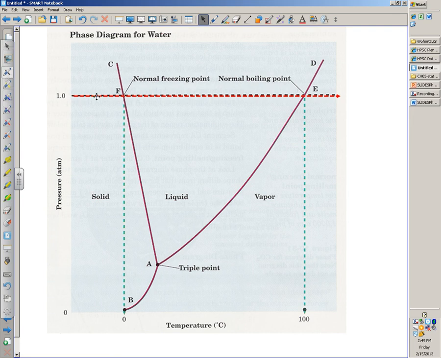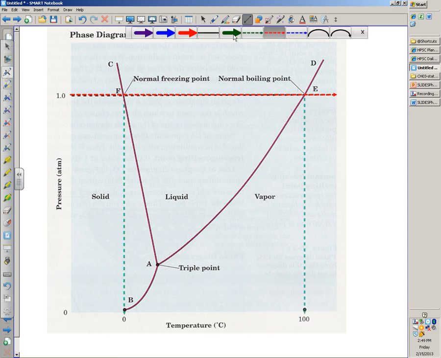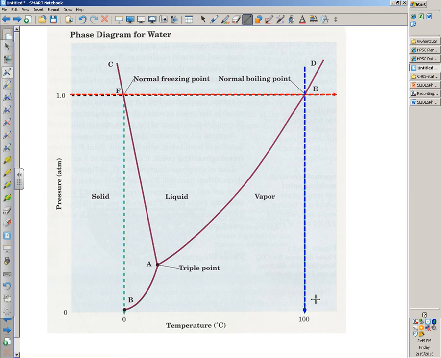At this point, the red dotted line, the one that I drew, is the pressure in this room. And if we want to go from a liquid phase to a vapor phase, to boil something, at this pressure, we would draw our line down, and we end up at what temperature? 100 degrees, okay? Which is the temperature that water boils here.